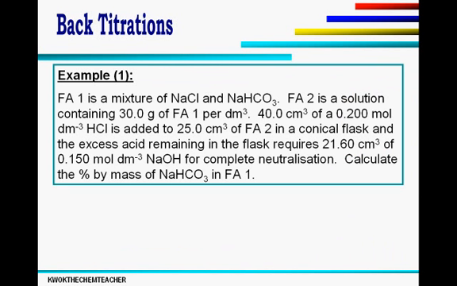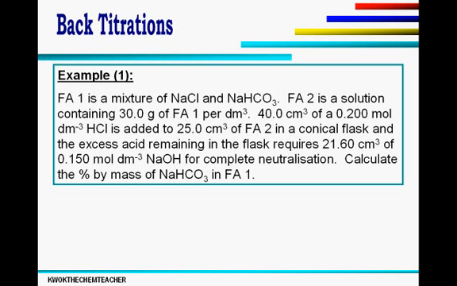An example of back titration calculations would be the following. FA1 is a mixture of sodium chloride and sodium hydrogen carbonate. FA2 is a solution containing 30.0 grams of FA1 per dm³.